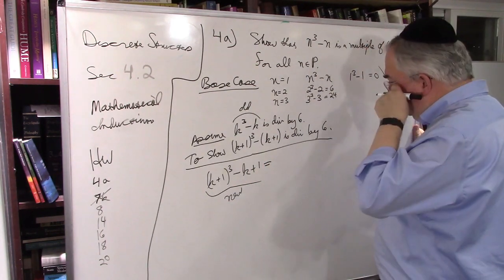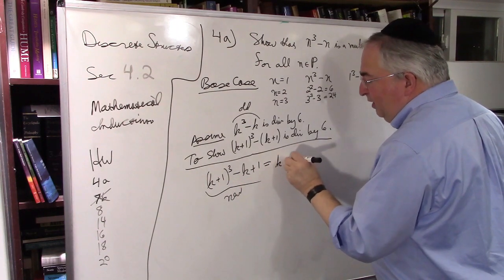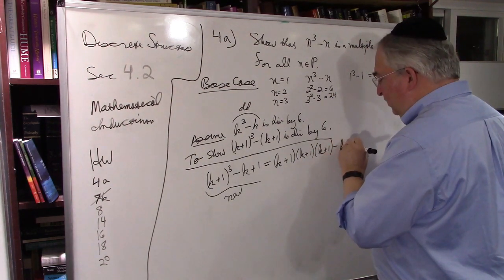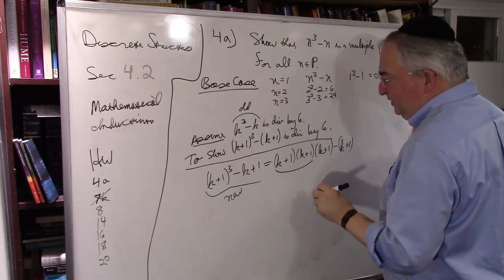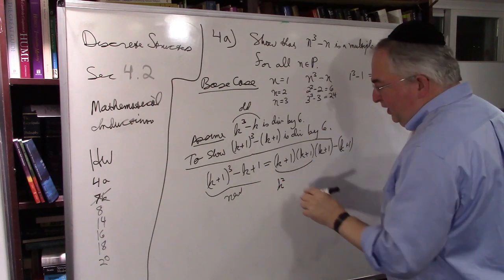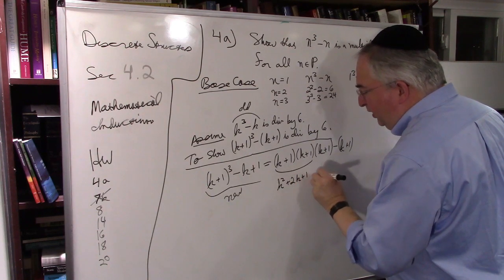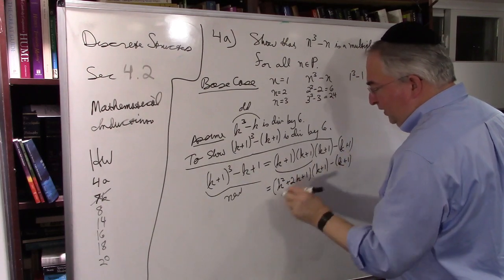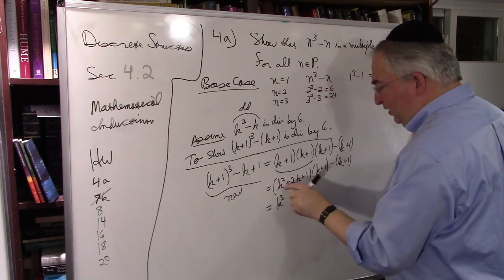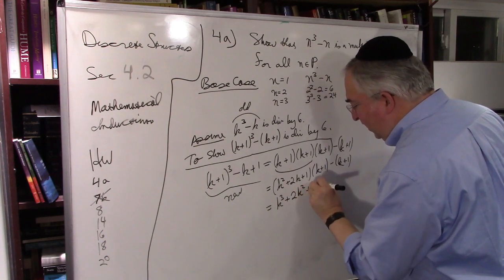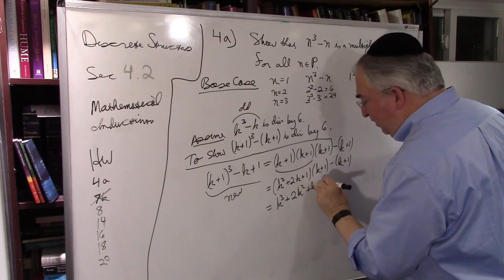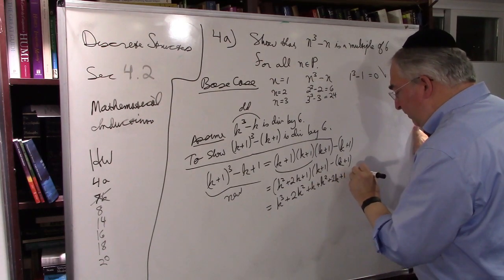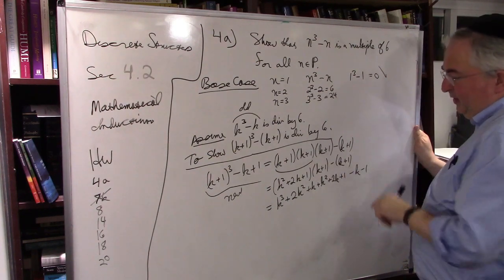So this is equal to k plus 1 times k plus 1 times k plus 1 minus k plus 1. Okay, so let's multiply this. This is k squared, this is just FOIL. k squared plus 2k plus 1, multiply that by k plus 1, minus k plus 1. Okay, let's multiply this out. This becomes k to the third plus 2k squared plus k. That's k times all of these, plus k squared plus 2k plus 1 minus k minus 1. Okay, I brought the minus inside.